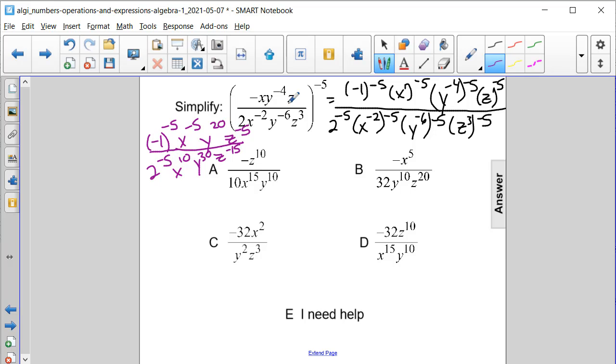Okay, now we can rewrite our coefficients raised to negative exponents as fractions, and this fraction bar right here is also division. So negative 1 to the negative fifth power is going to be 1 over 1 to the fifth, and that's being divided by 2 to the negative fifth, which is 1 over 2 to the fifth.